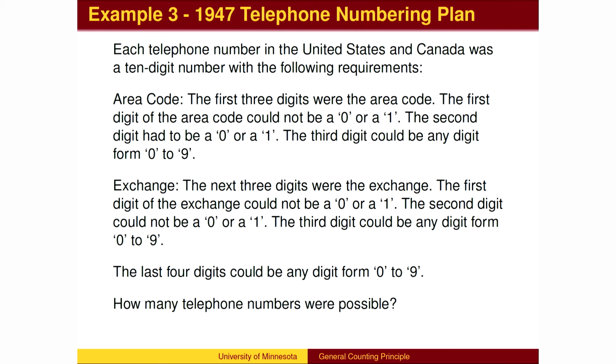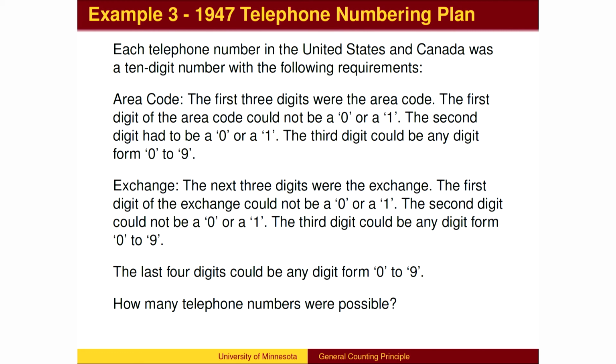Here's a final example. In 1947, the United States and Canada adopted a telephone numbering plan as follows. The first 3 digits were the area code. The area code could not start with 0 or 1. 0 would dial the operator, and 1 was an indicator that you were calling somebody long distance. The second digit had to be a 0 or a 1 to distinguish them from exchanges.